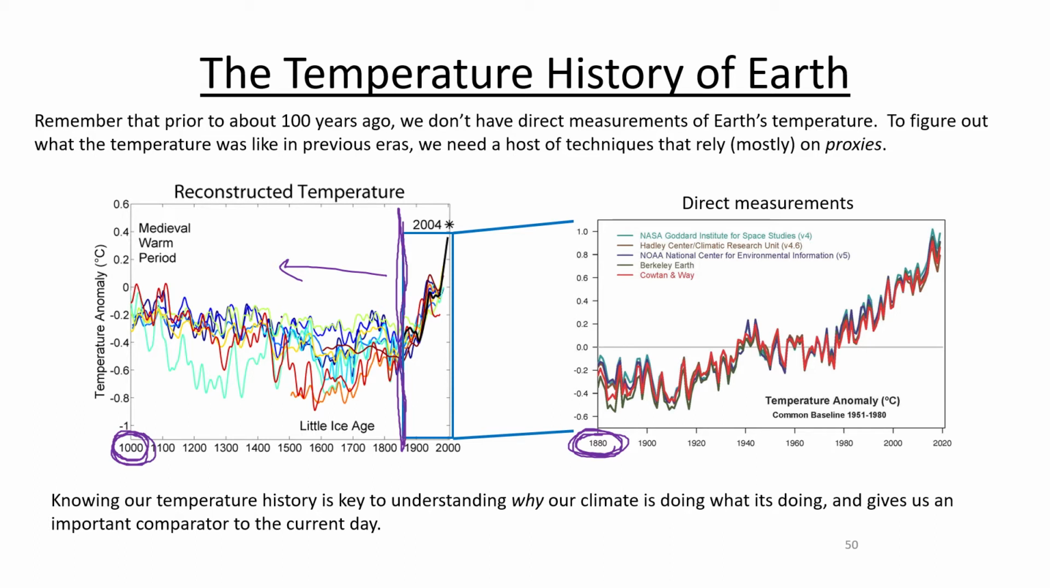And yet, if you get enough data from enough different sources, you can start drawing some really strong conclusions about what the temperature was doing in Earth's history. And once you understand what it was doing, it's a lot easier to attack questions like, well, why is our climate doing what it's doing? And of course, it gives us a much stronger comparator when we're talking about today's temperatures and how they are exceptional or not in the recent temperature history of the Earth.